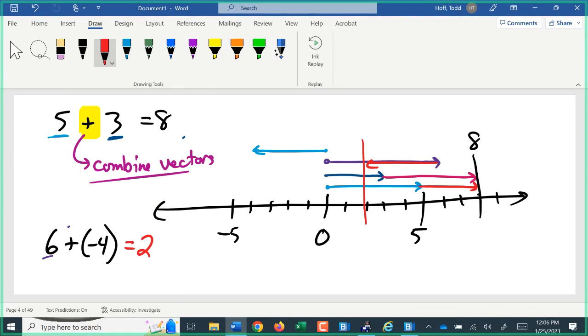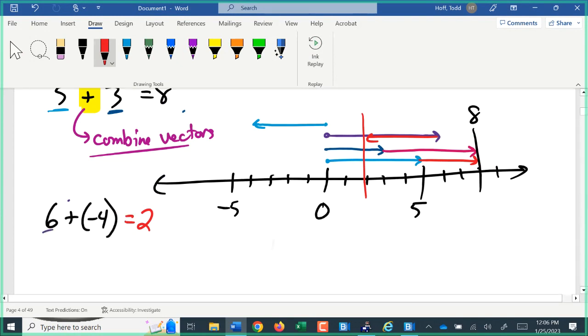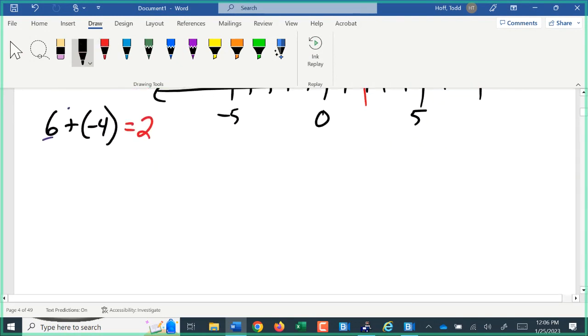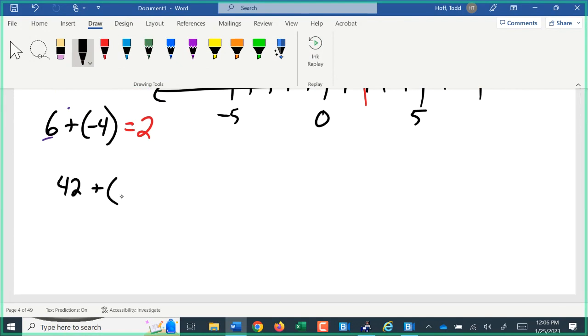Now, I don't expect you to draw out number lines every time you work with integers. I certainly don't do it. But I do keep that picture in my mind as I'm working with them. For example, if I have 42 plus a negative 58, what I am picturing is this. I start at 0. Positive 42 goes in that direction. Negative 58 goes the other direction. It goes back this way. And 58 is longer than 42, so I go past the 0.